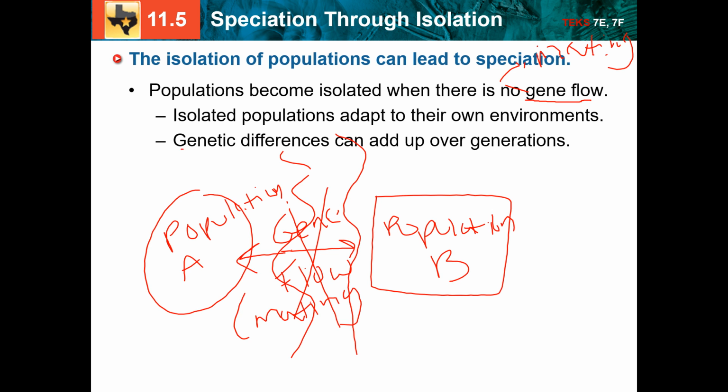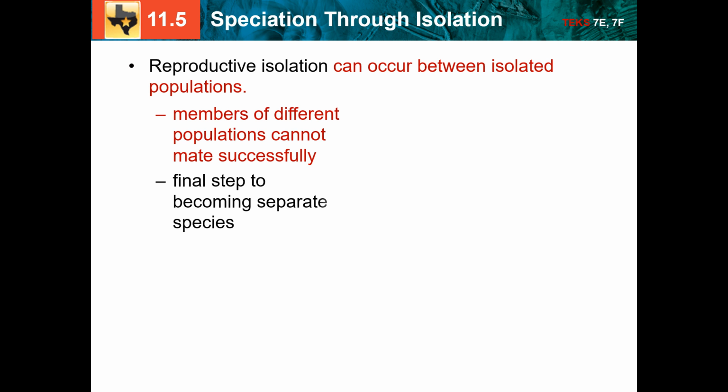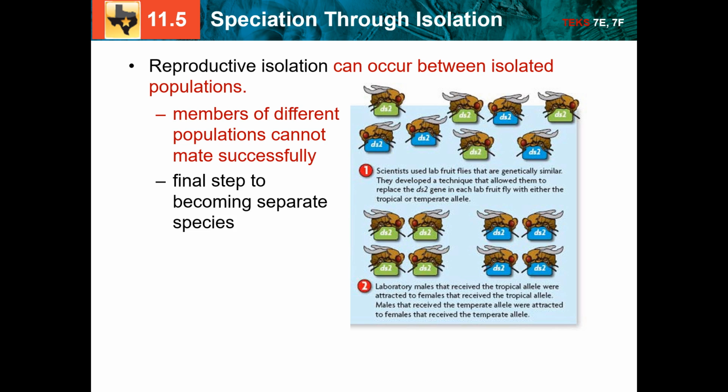and that's going to create these genetic differences because you're going to have an adaptation that allows population A to survive in their environment and an adaptation in population B that allows them to survive in their environment, and those adaptations may or may not be the same. And so over time, those genetic differences are going to add up. And what can happen if you get enough of those genetic differences, you can get what's called reproductive isolation.